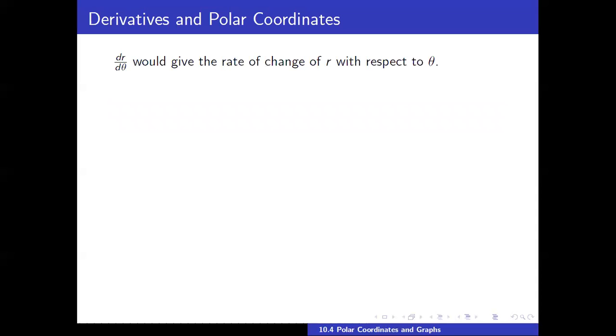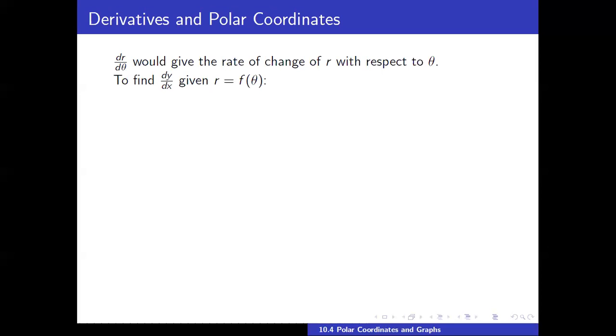So, derivatives and polar coordinates. dr d theta would give the rate of change of r with respect to theta. If I have r being some kind of function of theta, then dr d theta gives the rate of change of r with respect to theta. But that's not necessarily what we're interested in.